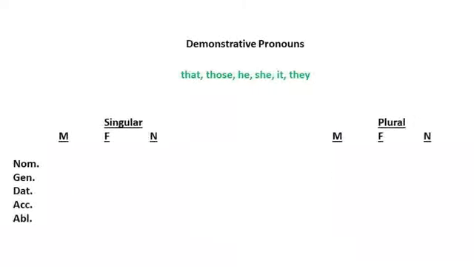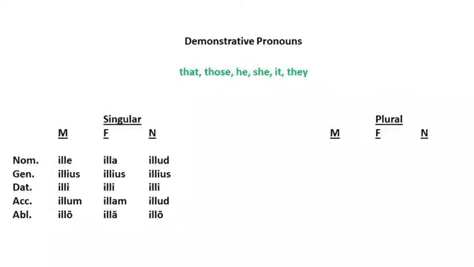Now we're going to move on to the next demonstrative pronoun, which in English is that, or in the plural, those, or again, he, she, it, they. You may be asking yourself, what is really the difference between this and that? This always refers to something that is closer to the speaker. That refers to something that is farther away. Forms of that, those, he, she, it, they, in Latin, are as follows.